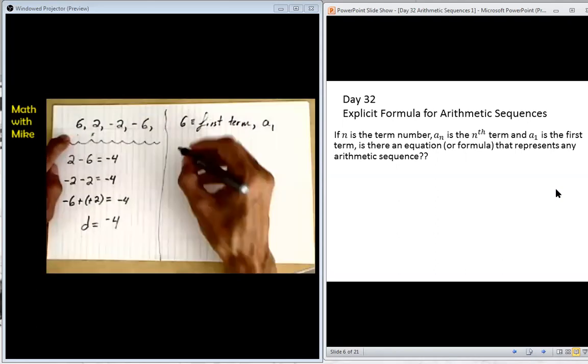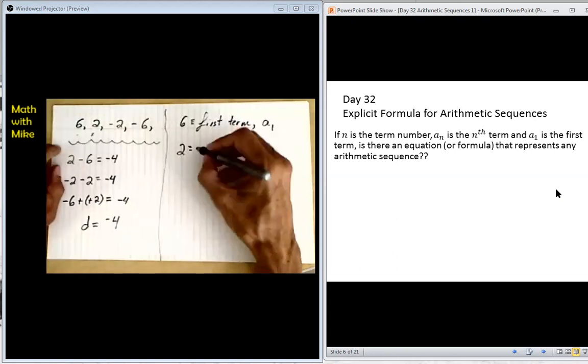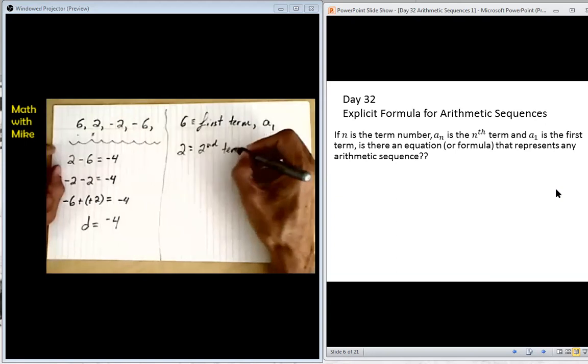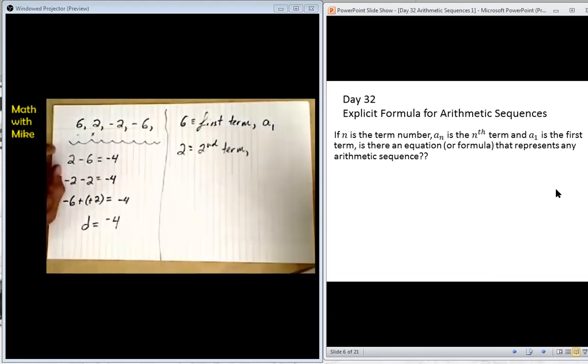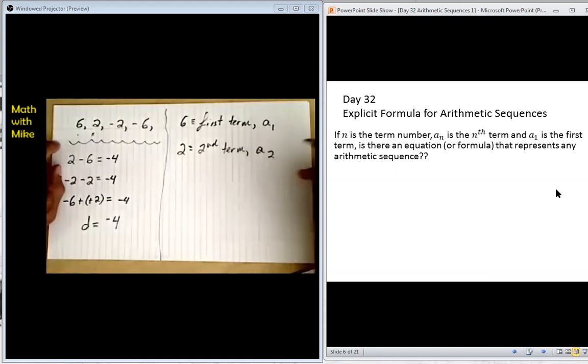Okay. The 2, that's in the second location. That's the second term. So what's going to be the symbol for that one? Well, A2. Okay, that's how the stuff works.